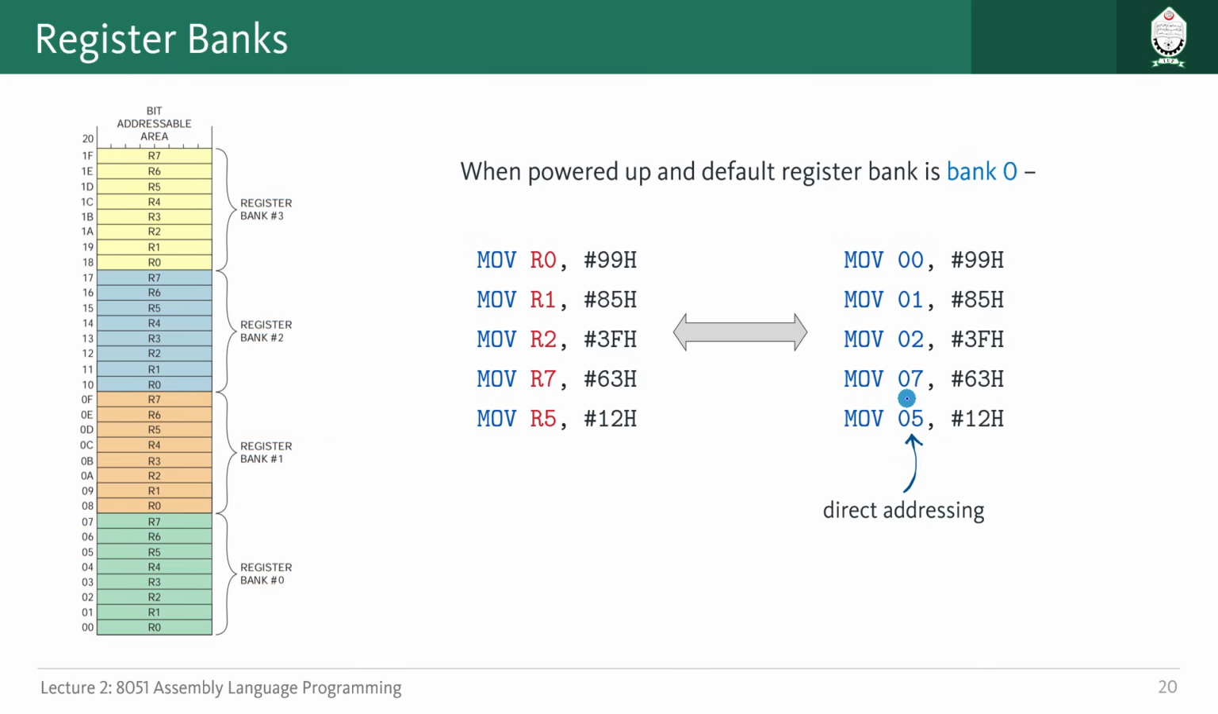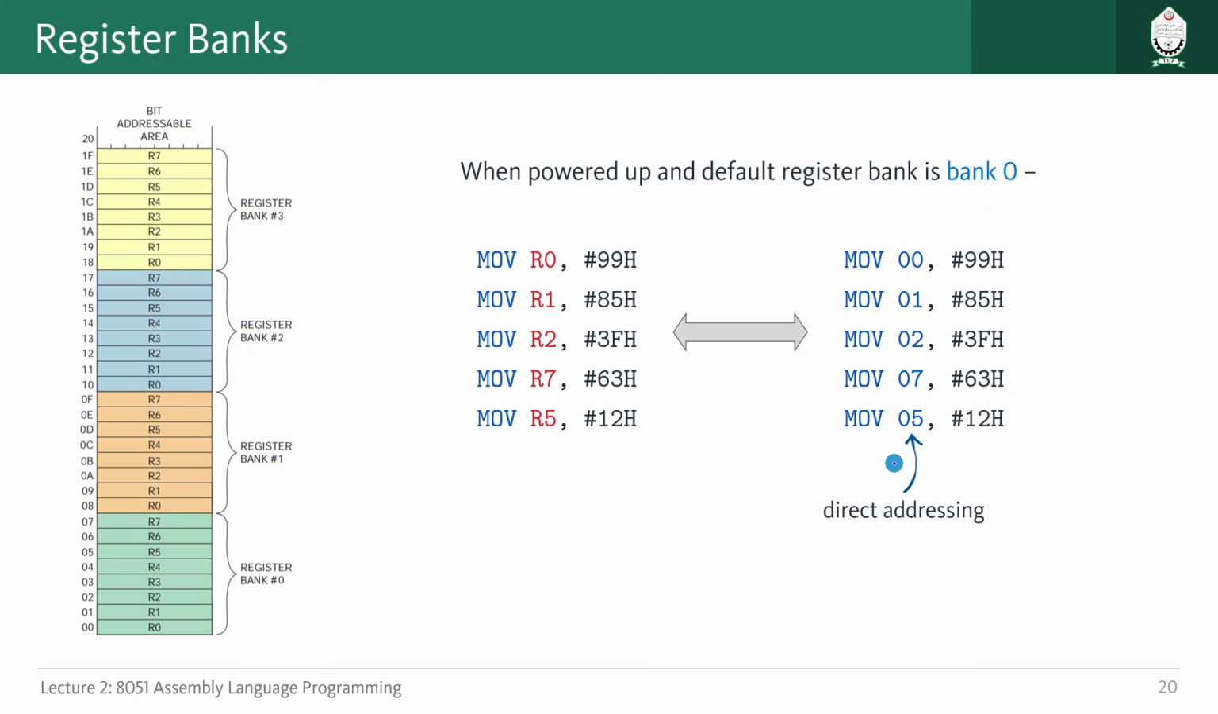We can do the exact same thing, if we want, directly using the address of the RAM. This is called direct addressing. We can also do that. So this code and this code will give us the same result, because either we can use register names, or otherwise we can directly use their RAM address, no problem.